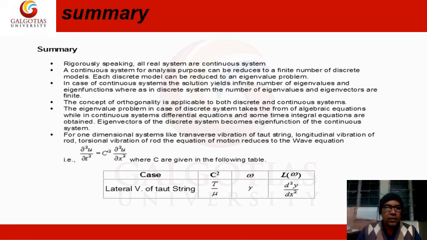For one-dimensional systems like transverse vibration of a taut string, longitudinal vibration of the rod, and torsional vibration of the rod, the equation of motion reduces to the wave equation. This is the wave equation. C is given in the following table, where the lateral vibration of the taut string will be given by this one. So this is the table.